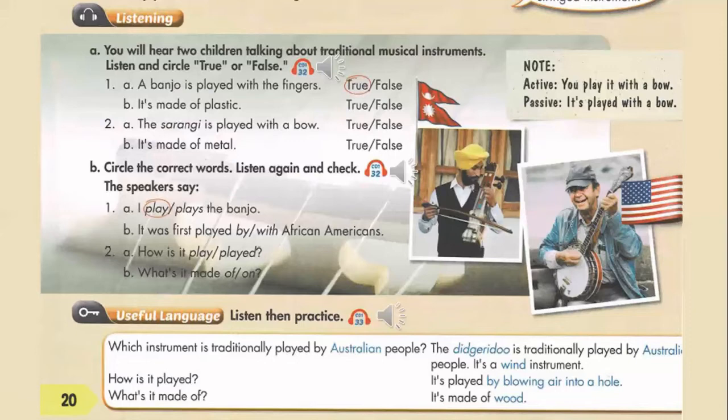Let's find out about another instrument. Hi, what's your name and where do you come from? Hello, my name is Bibek, and I'm from Nepal. Nice to meet you, Bibek. What instrument do you play? I play the sarangi. The sarangi. What's that? The sarangi is played by the Gandharva people. It's a stringed instrument. How is it played? It's played with a bow. Oh, I see. Like a violin? Yes, it's a bit like a violin. What's it made of? It's made of wood. Now, listen again and check.